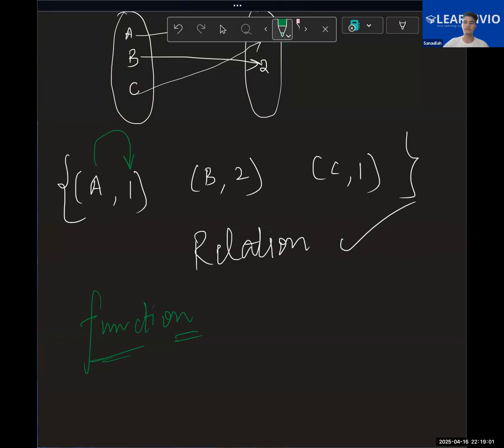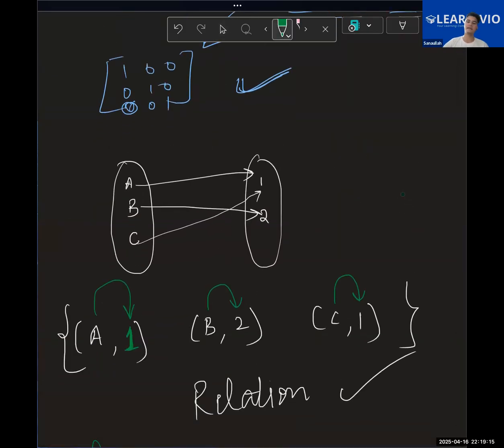So here you can see A has one image, one. B has an image two, and C has an image one. See, here A has only one image, that is one. B only has one image, that is two. And C only has one image, that is one. See, multiple things can have the same image, but A can't have two images. This is not a function.